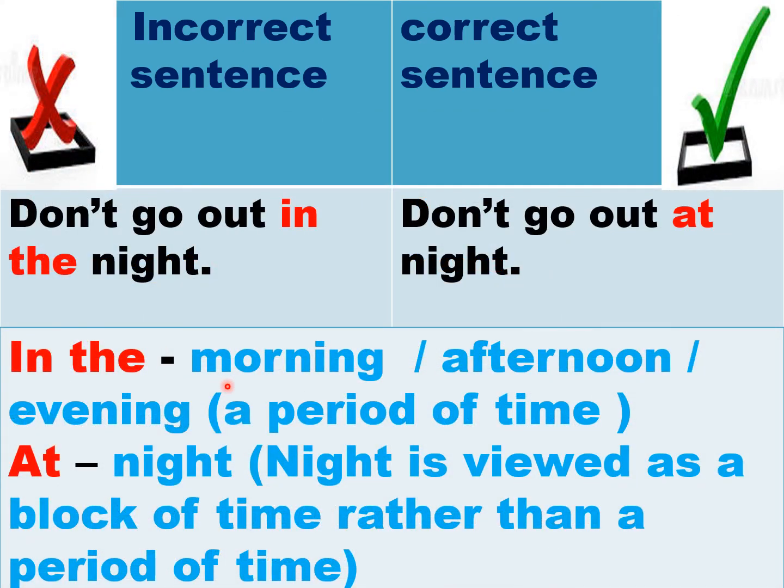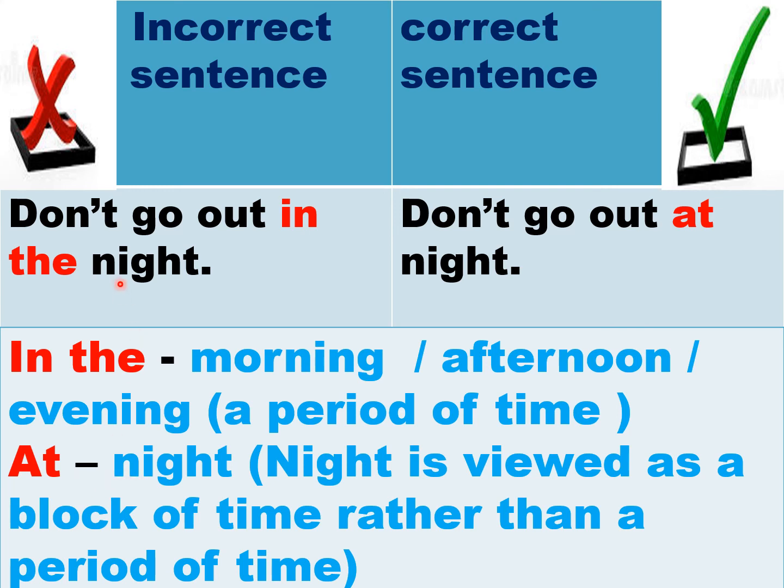For the words morning, afternoon, evening, we use the preposition in the. For example, don't go out in the afternoon. It's very hot. This sentence is correct because it denotes a period of time. But for night, we use the preposition at.